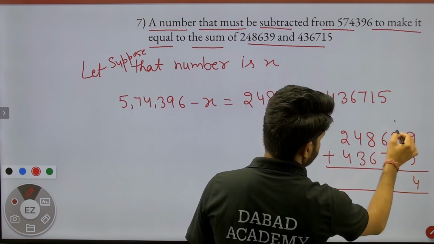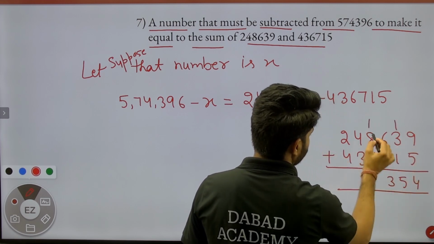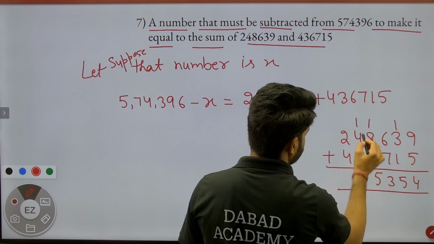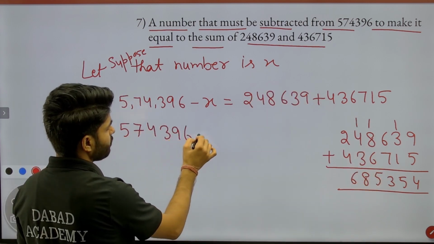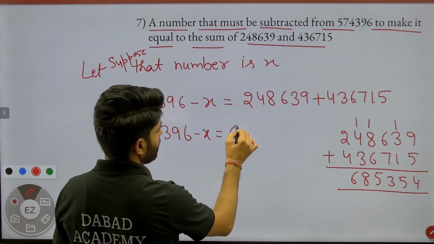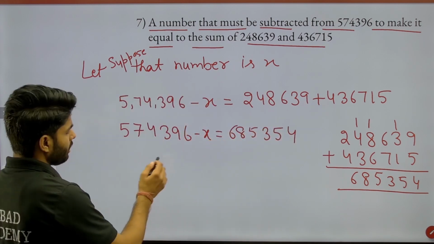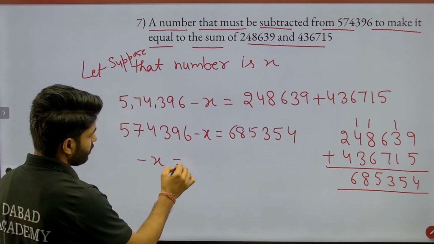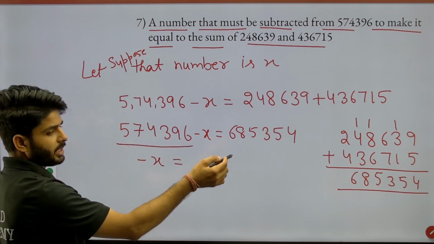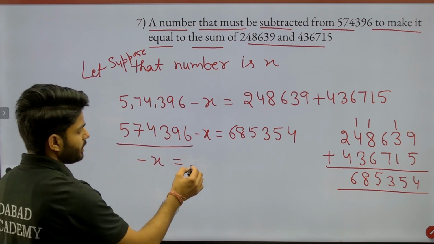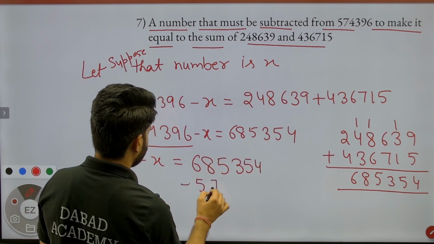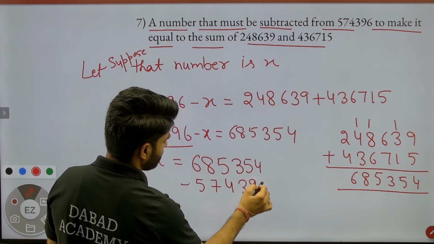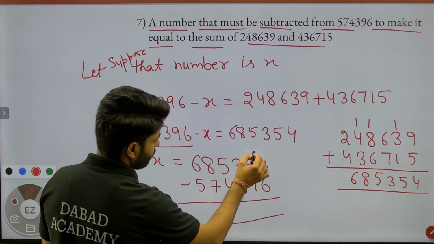14 we have to carry 1, that is 5. 6 or 7, 13 we have carry 1. 9, 6, 15 we have to carry 1, that is 8 and that is 6. So here is 5, 7, 4, 3, 9, 6 minus x equals to 6, 8, 5, 3, 5, 4. Now when we take this number on the other hand side, according to the big plus formula, the sign will change and we will subtract it from this number, minus 5, 7, 4, 3, 9, 6. Now we have to subtract, that is 14.